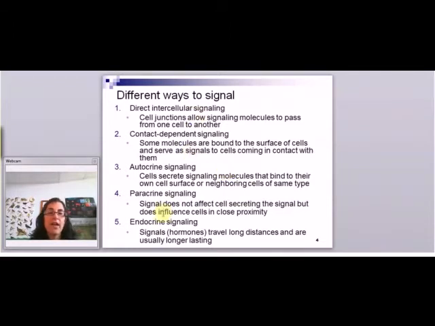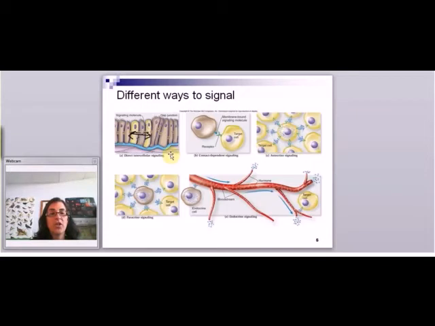So there's 5 types of signaling, and you really do just need to know these 5 types of signaling. And so they're called direct intercellular, contact-dependent, autocrine, paracrine, and endocrine. And these definitions are here in your chapter outline. And so I'll skip forward to the picture and talk about them there.